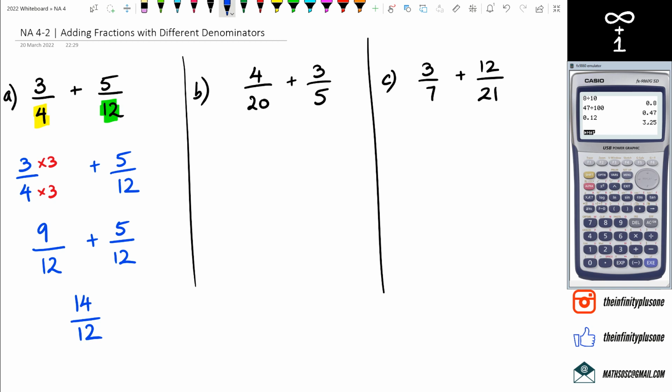All right, so let's have a look at question B. We've got 20 as our first denominator, and our second denominator is 5. So we don't want to be doing 20 divided by 5, because if you do that, then you've got to do 4 divided by 5, and you're going to end up with a decimal. Nah, too complex. We always want to change the smaller number to a bigger number. That way it's a lot easier for us.